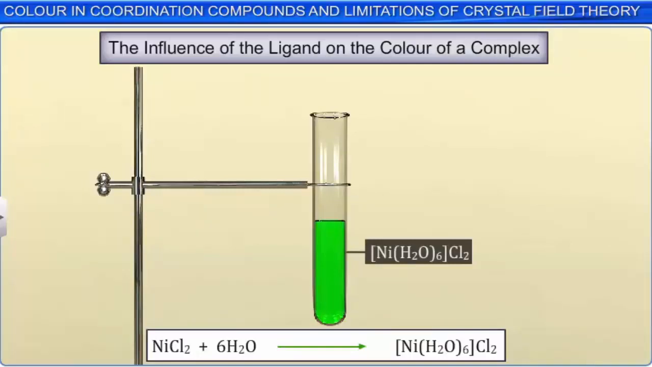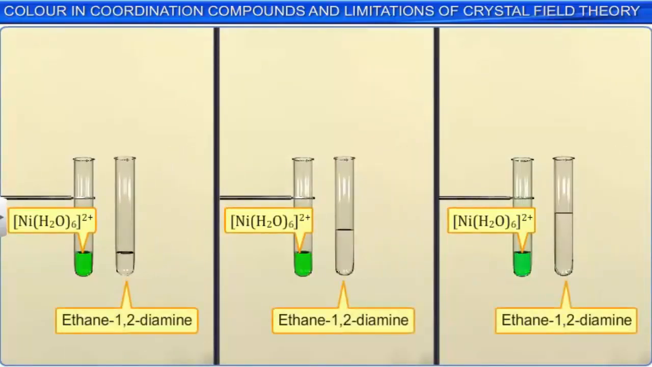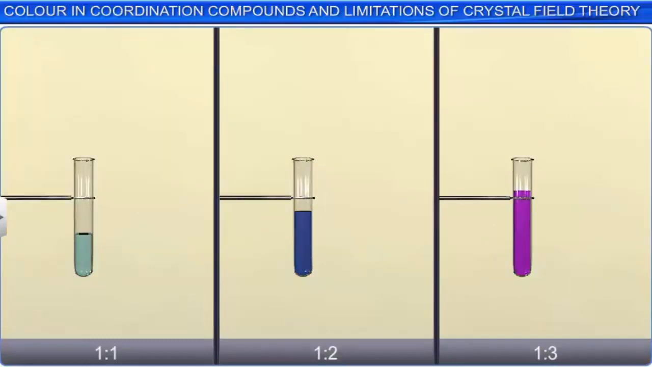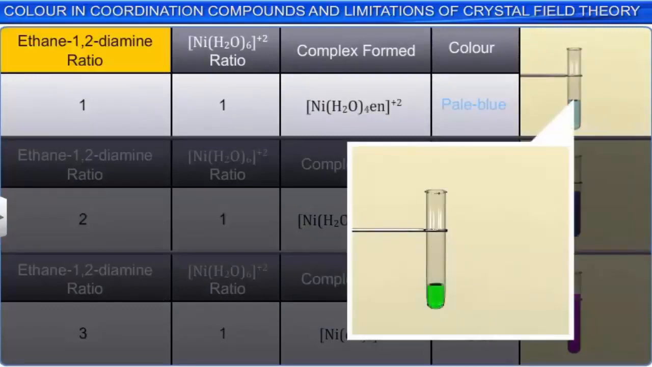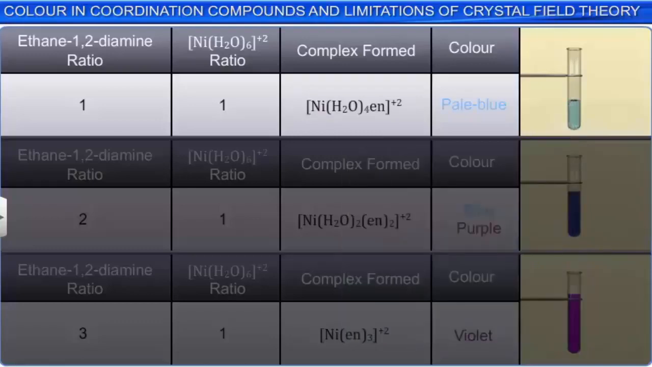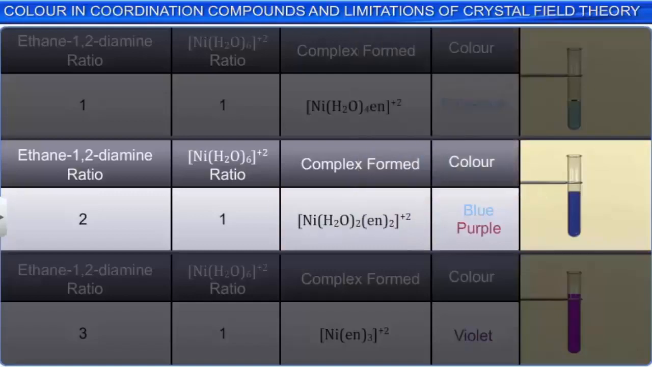To this complex, if the didentate ligand ethane-1,2-diamine is added progressively in different molar ratios, different complexes with varying colors are formed. When the addition of ethane-1,2-diamine to the complex is in the molar ratio of 1:1, a pale blue colored complex of tetraaqua ethane-1,2-diamine nickel(2+) is formed. When the addition is in the ratio of 2:1, a blue or purple colored diaquabis(ethane-1,2-diamine)nickel(2+) is formed. Addition in the ratio of 3:1 results in a violet colored tris(ethane-1,2-diamine)nickel(2+) complex.